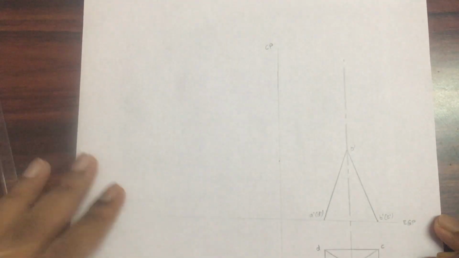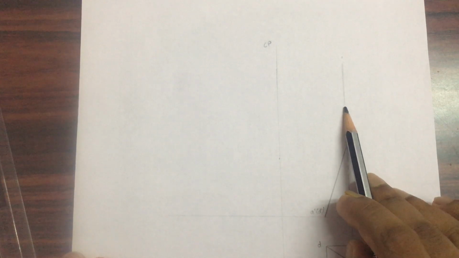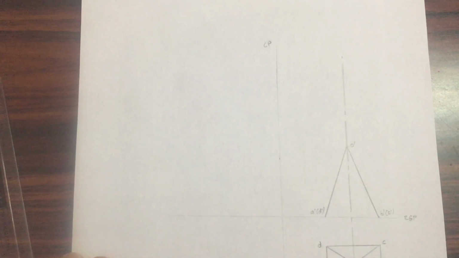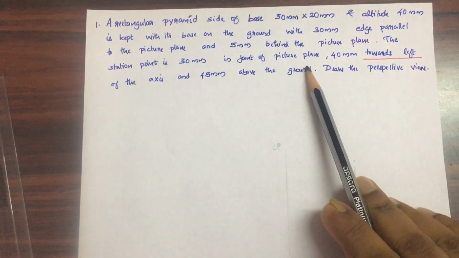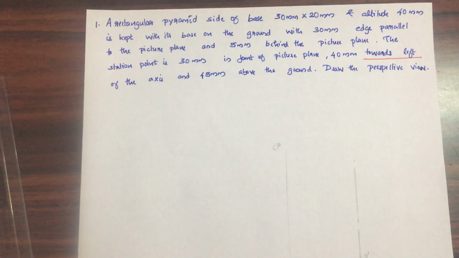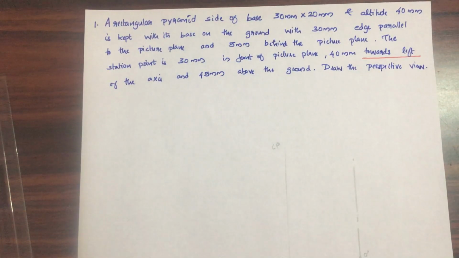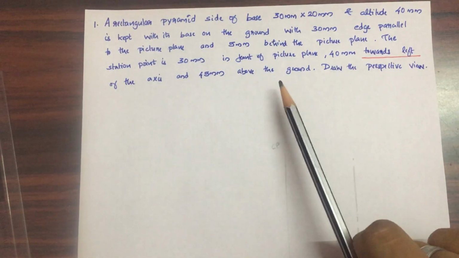Okay, CP. So this is CP, and this distance is 40. From this you have to take 40. This distance is 40. So then you have another point, the station point, that is about 30 mm in front of the picture plane, and it is 40 mm towards the left of the axis, and 45 mm above the ground.